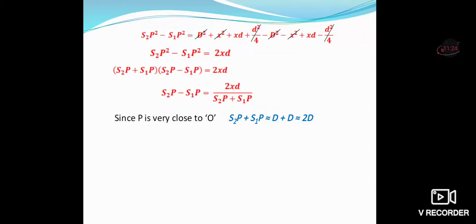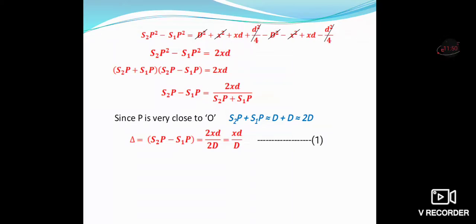So s2p is also D, similarly s1p is also D, therefore we are getting it as approximately equal to 2D. Therefore our delta, equal to s2p minus s1p, we can substitute the values, that is 2xD divided by D plus D is 2D. Again 2 gets cancelled, we are getting it as xd divided by D.